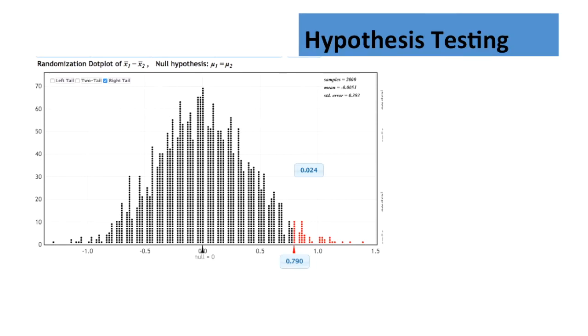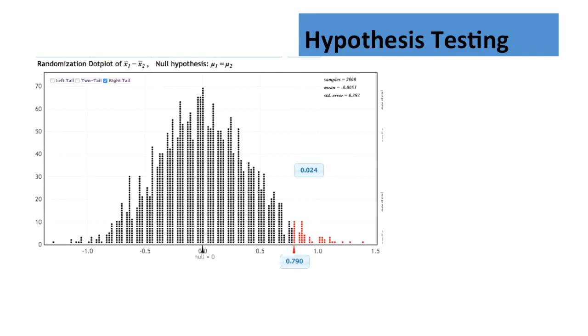When we're working with two independent means or two independent proportions, the null hypothesis is almost always going to be that the two groups are equal. So the center of your randomization dot plot will almost always be 0. The p-value then, we're going to map at the bottom the difference in the sample. So here the difference between x bar 1 and x bar 2 must have been 0.790.